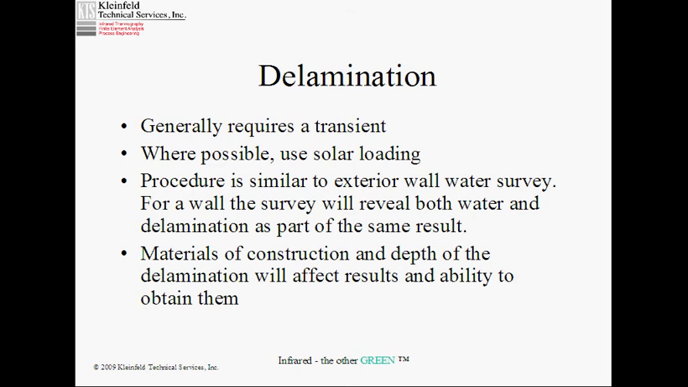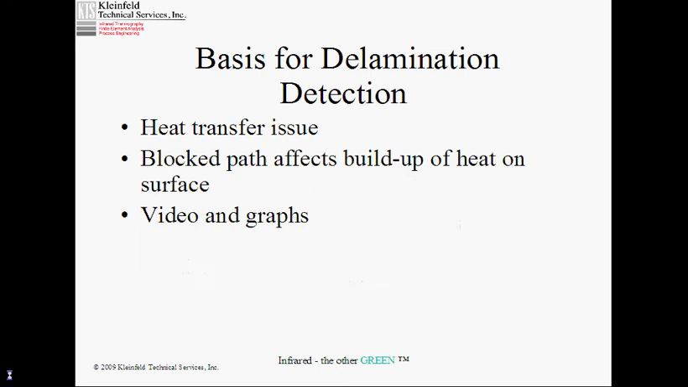If it's brick or if it's concrete or if it's stucco, they have different thermal properties. So you do need to be concerned about that. You can't guarantee that the water and the delamination will show up exactly 45 minutes after the sun hit the wall and within 10 seconds of each other.